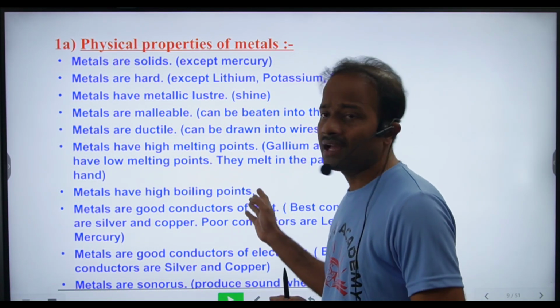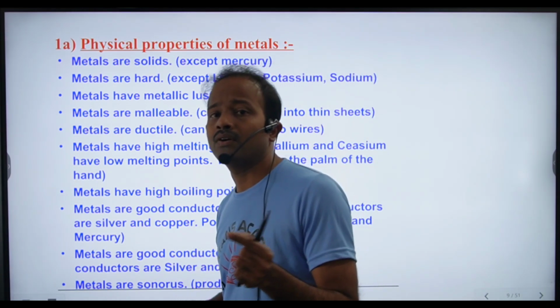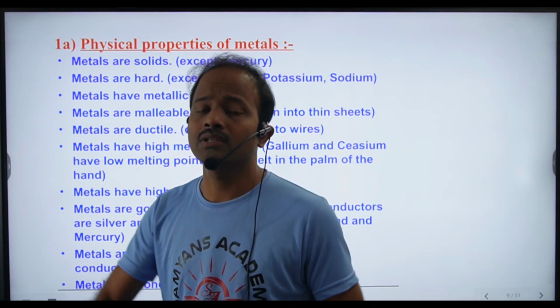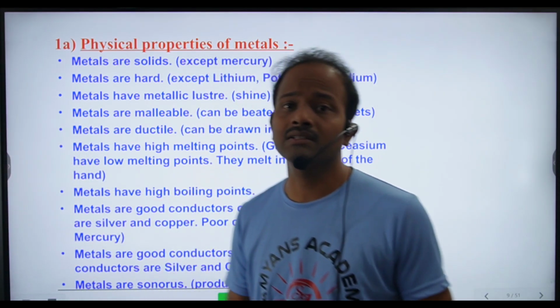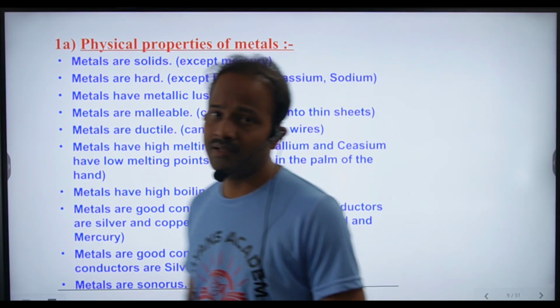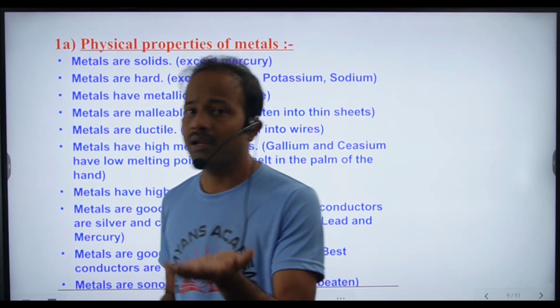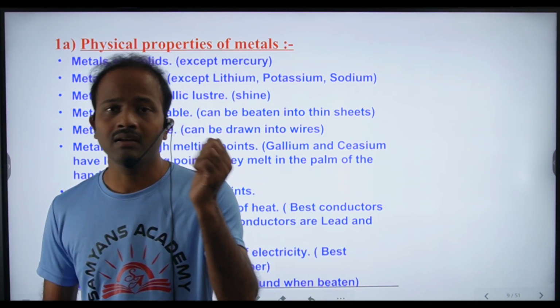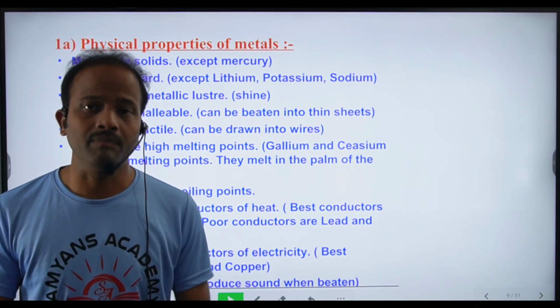And metals are ductile, so they can be drawn into thin wires. That means 1 gram of gold can be drawn into how much length? That is 2 kilometers in length. So that indicates the ductility property. Metals have a high melting point except gallium and cesium. Gallium and cesium have a low melting point. When you keep them on the palm, they melt, by taking the temperature from the hand itself. The remaining metals all have a high melting point.